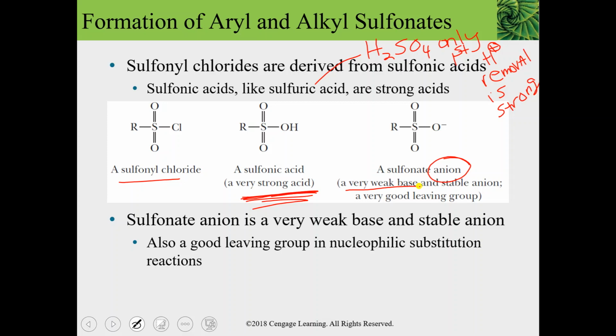Why? If it's stable as an anion, it can easily come off and be just fine in solution. If it's not a stable anion, then it doesn't want to leave. It doesn't want to be an anion. It doesn't want to have electrons lost and gained. So it's not a good leaving group. But in this case, because it's a weak base and a very stable anion, we get a very good leaving group. Okay, so sulfonate anion is a weak base, stable anion. That's what makes it a good leaving group.